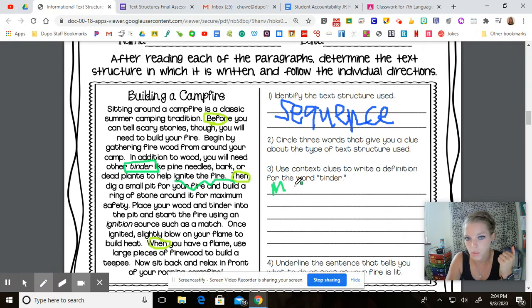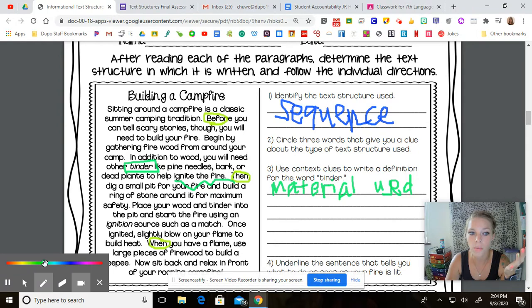So right here, I would just write out material used. This is a lot harder than it looks. And then for lighting a fire is what I would continue to write there. Now, this also might be a signpost that we learned earlier this week. I'm going to put a WG for a word gap, because I did not know what the word tinder meant until after I read this paragraph. So there's my word gap. Good. So we have our definition. Maybe we have a word gap there.